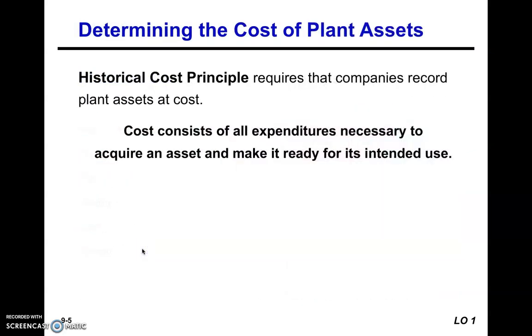So we also need to know about the historical cost principle, or for short, cost principle, which says that the plant asset should be recorded at cost. And we're going to go over what is cost. Cost consists of all the expenditures that the company pays to purchase the asset and make it ready for its intended use. And we're going to go over each one of the plant assets.